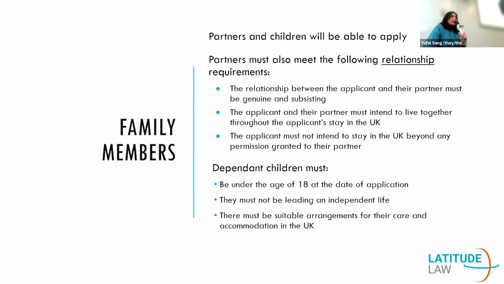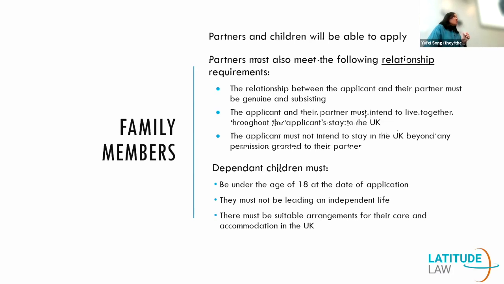Okay, your family members. You can include your spouse, your partner, and your children in your application, but your family members must have already been in the UK as your dependents on your student visa. So you can't bring your family members from overseas if they're not already in the UK as your dependents.